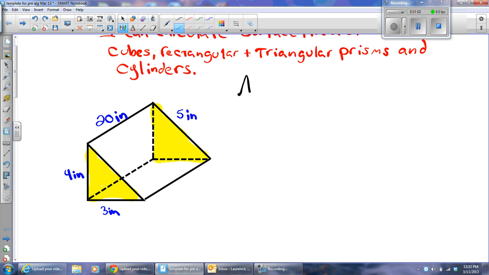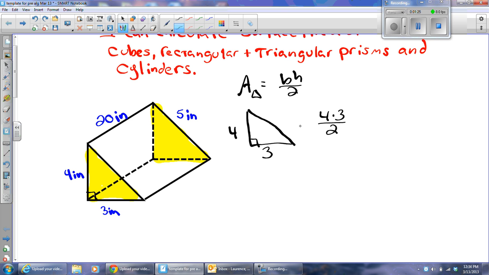I know that to find the area of a triangle, I'm going to do base times height, and then divide by 2. Looking at this triangle, I have 4 by 3 for my height and base, because I have a right angle. So 4 times 3 divided by 2 is 6 inches squared.